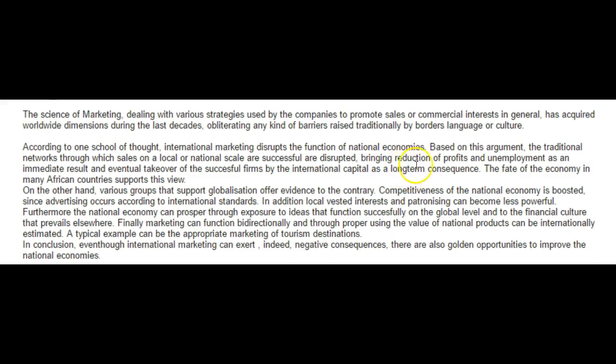Bringing a reduction in profits and increased unemployment as an immediate result. And then I would use a semicolon here and say, consequently, the takeover of successful firms by international capital occurs frequently.